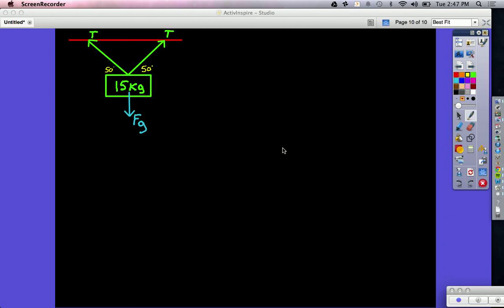Problem. We are trying to find the tension in each string. We have some forces that are at angles here. So I've got one tension that goes up to the right, another one that goes up to the left, and I've got force of gravity that goes straight down. My angles are 50 degrees on both sides.